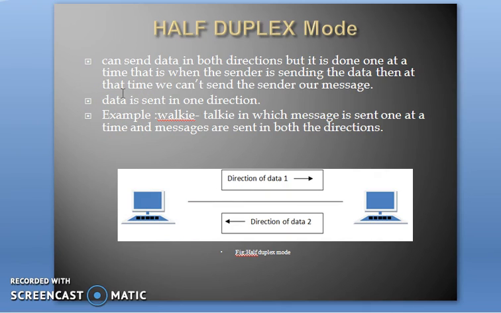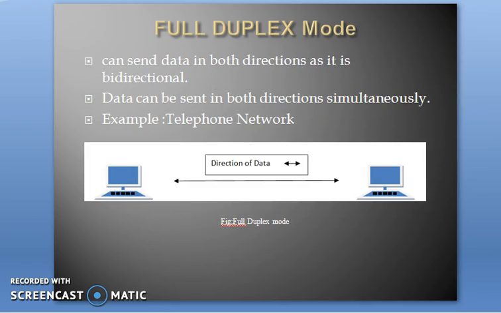That is, when the sender is sending the data, at that time we cannot send a message back to the sender. Data is sent in one direction at a time. Though it can be transmitted in both directions, it can be transmitted only one at a time. An example is a walkie-talkie, in which a message is sent one at a time and the message is sent in both directions.